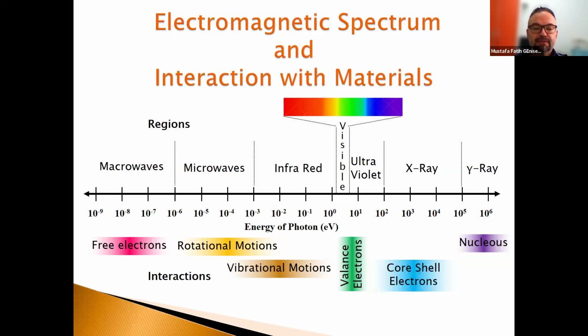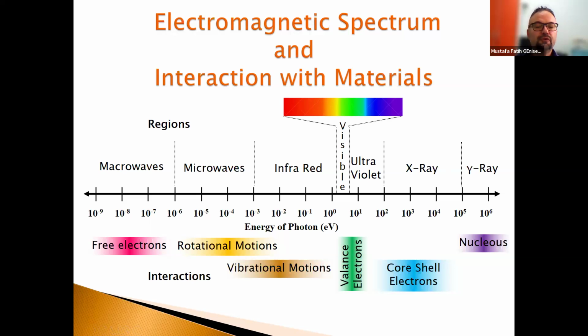When we look at the regions and their interaction with the materials, we have microwaves, which deal with free electrons, and then terahertz and microwaves dealing with rotations, and infrared interacting with the vibrational motions in the molecules. We have visible and UV light here, which deal with the valence electrons. X-ray deals with the core shell electrons, which mostly belong to one atom. And gamma ray deals with the nucleus.